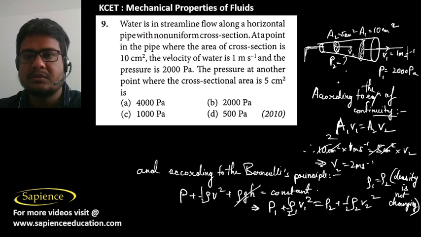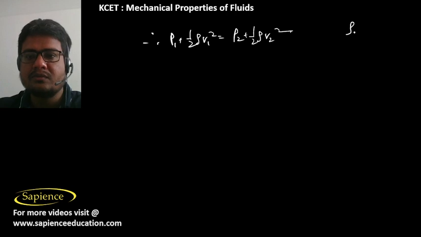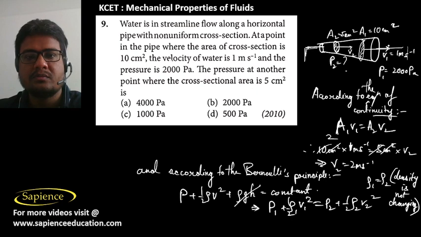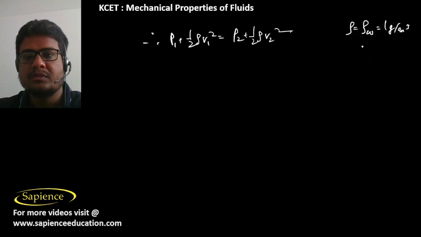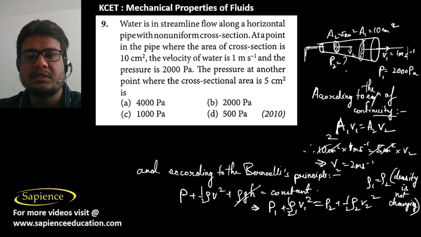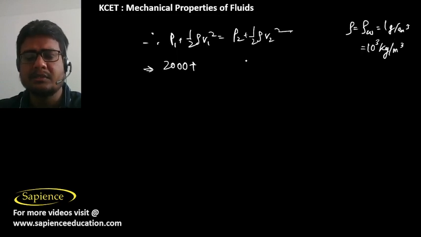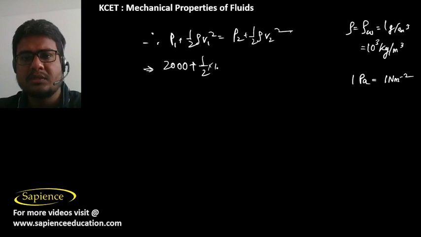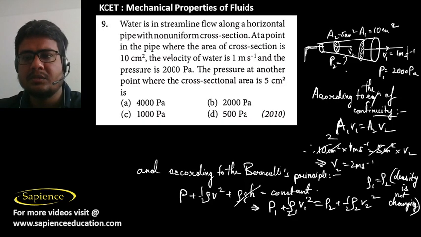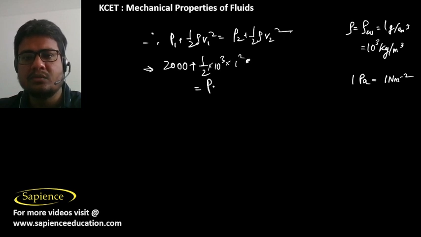We use the density of water, which is 1 gram per centimeter cube, or 10 power 3 kilogram per meter cube. P1 is 2000 Pascal. Pascal is the SI unit of pressure, and 1 Pascal is also called 1 Newton per meter square. So 2000 plus half rho, that is 10 power 3, into V1 square, V1 is 1, so 1 square, is equal to P2.